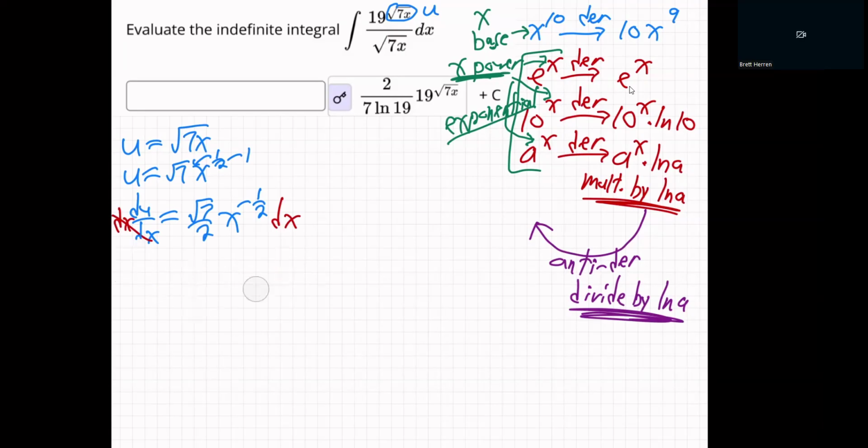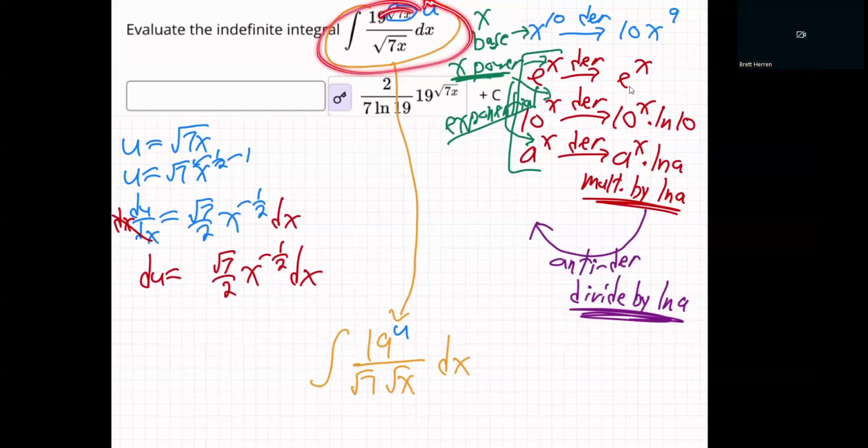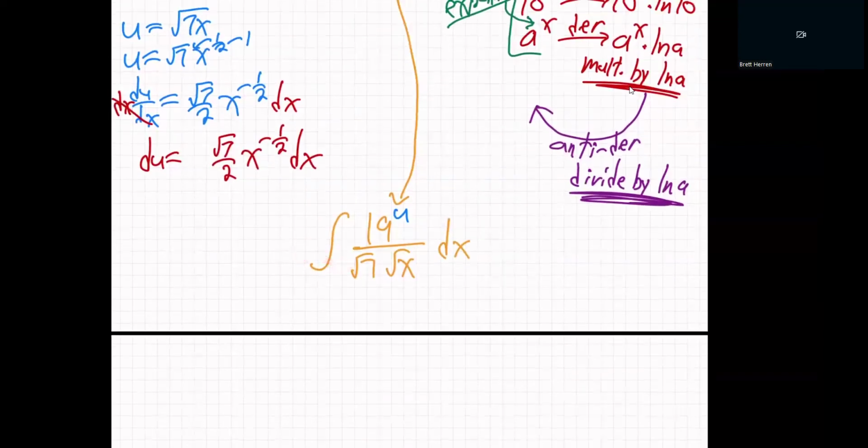Okay, so let me get a little more room there. So du is root 7 over 2, x to the minus a half dx. Okay, and so now I'm going to take this function right here and rewrite it, getting rid of all the stuff I can. So it's going to be 19 to the u power over, and that bottom I'm going to write as root 7, root x separate, kind of like I did before. So I just took this, and that root 7x up there has become u. And this root 7, I'm going to move here.